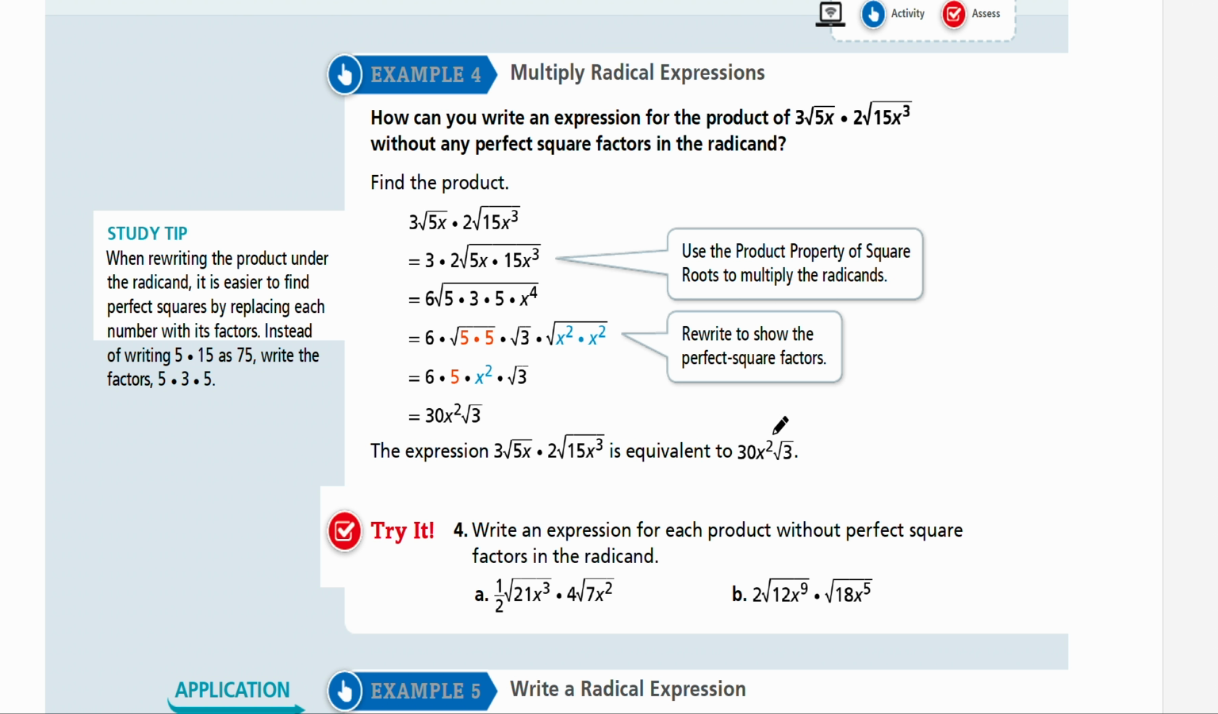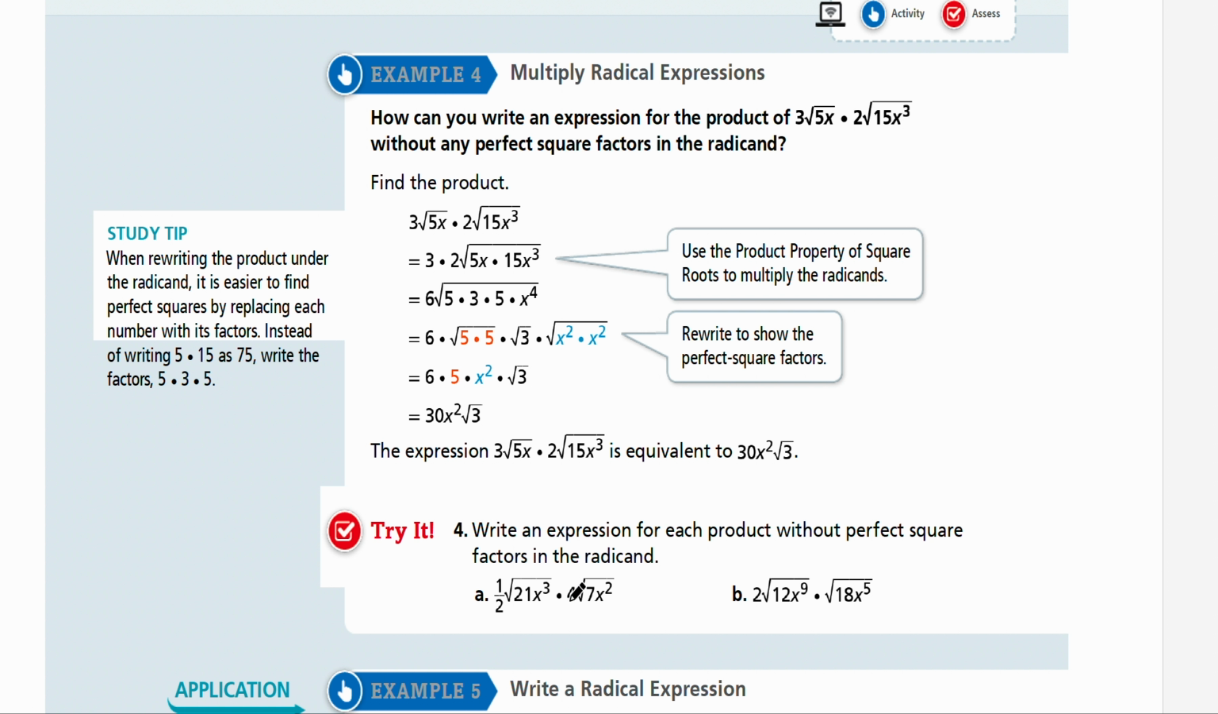Okay. So let's try number 4. Write an expression for each product without perfect square factors in the radicand. Pause the video, see if you can do it by yourself. Come back when you're ready for answers. Okay, are you ready? Let's look at A.